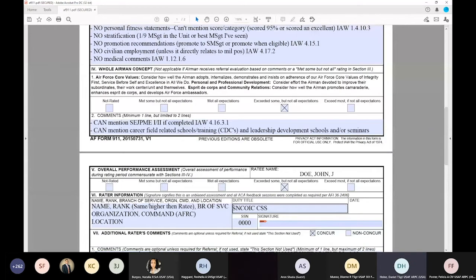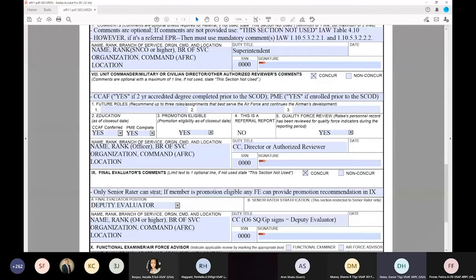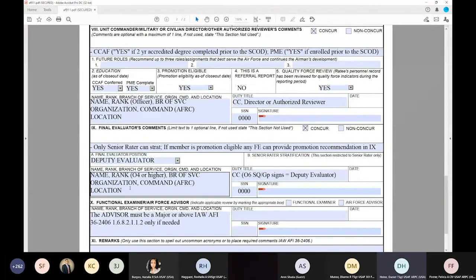Okay, so that's the Air Force Form 911. The only major difference is the unit commander section and the final evaluator section. Most of the same rules that apply to the 910 apply to the 911 as well. So I'm going to go through chat and see if there are any questions in there.